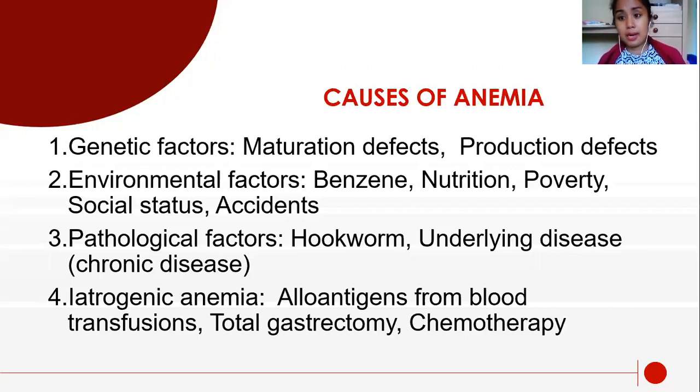Chronic diseases apparently can cause anemia. What else? Iatrogenic anemia. Iatrogenic means physician caused. So example, getting too much blood from a baby. What else? From blood transfusion. Plus, blood transfusion actually is very helpful. However, you can get antigens that are coming from other people which can attack your red blood cells. What else?